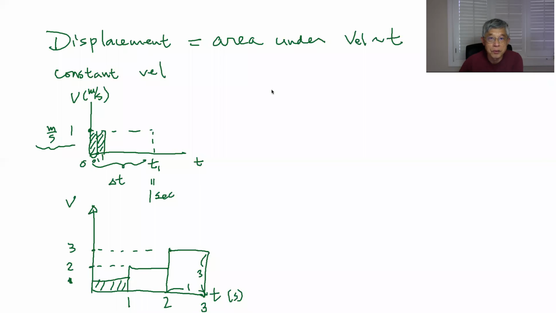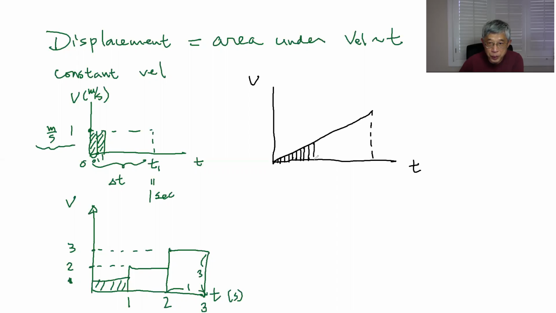Now, what if the velocity is not a step like that, the velocity is kind of like this. Okay, and this is still velocity, and that's time. All right, and let's say we can just break it down into lots of these rectangles, lots of them, and every one can be treated as a rectangle.